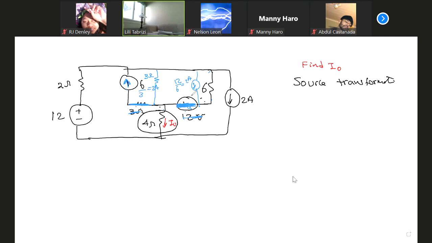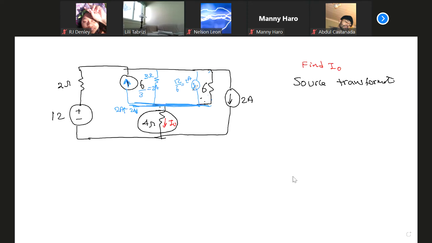I'm going to clean up. So I changed this voltage source in series to a current source in parallel. Okay, let's clean it up. Now look at the shape of the circuit. I'm not writing any equation. I have 2 amp going up and 2 amp going down because they are in parallel.